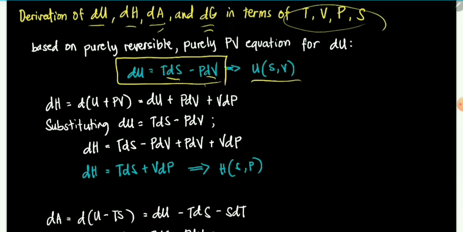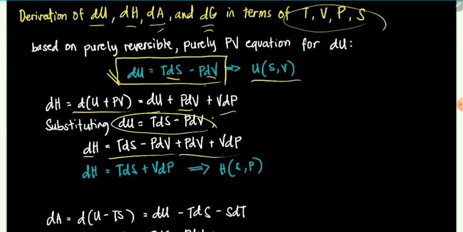Okay, so now let's proceed to dH. dH is the derivative of U plus PV, which is dU plus PdV plus VdP. So, let's substitute the dU in the equation, where dU is TdS minus PdV. We now have dH equal to TdS minus PdV plus PdV plus VdP. So, our PdV will cancel, and we have now dH is equal to TdS plus VdP. This is the second fundamental equation. In this equation, we have H as a function of the entropy and pressure.